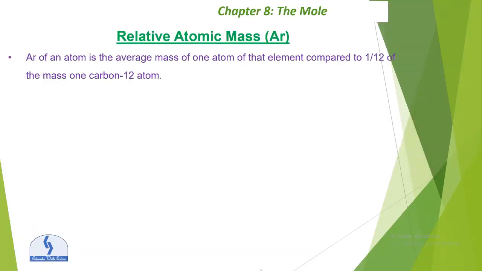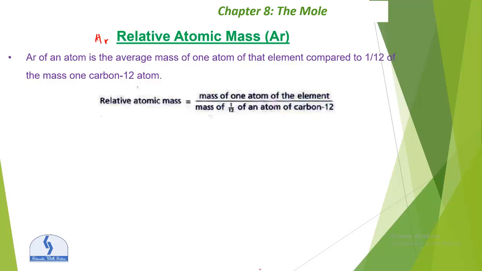What is relative atomic mass? It is basically the relative atomic mass of an atom. It is represented by Ar, where A is capital and r is a subscript. The relative atomic mass of an atom is the average mass of one atom of that element compared to 1/12 of the mass of one carbon-12 atom.